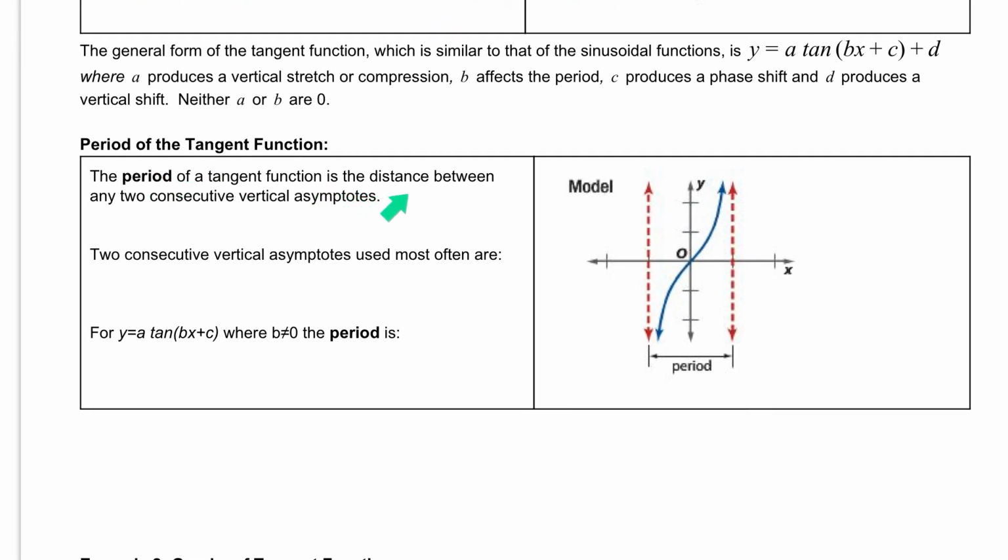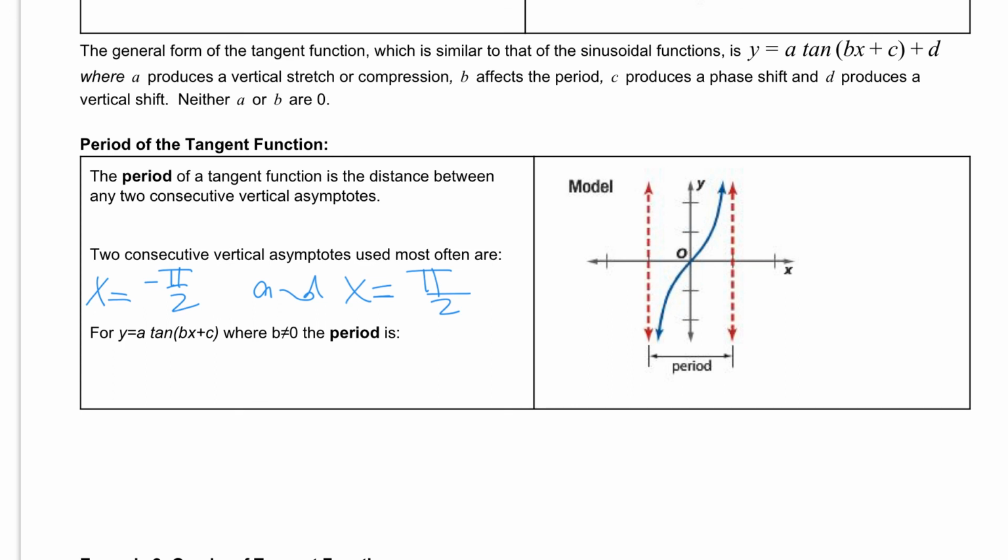the period of a tangent function is the distance between any two consecutive vertical asymptotes. Two consecutive vertical asymptotes used most often are these first two, which is negative pi over 2. So x equals negative pi over 2, and x equals pi over 2. And the distance between negative pi over 2 and positive pi over 2 is a length of pi.